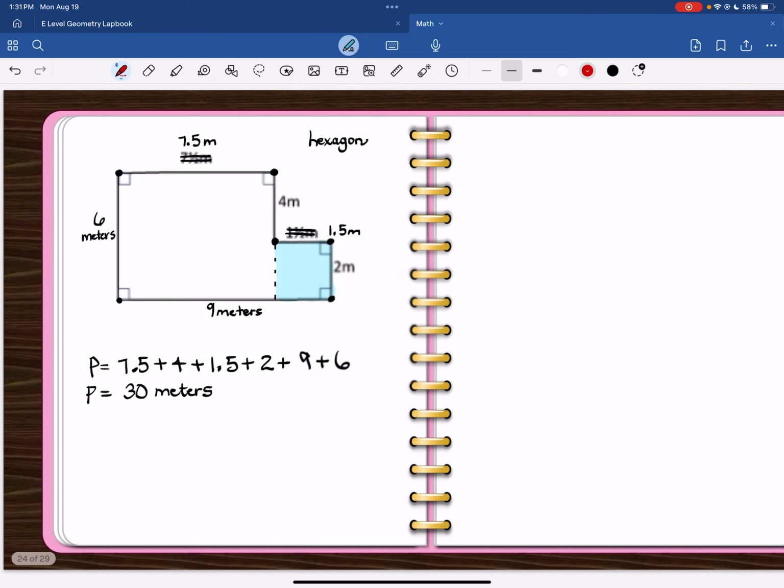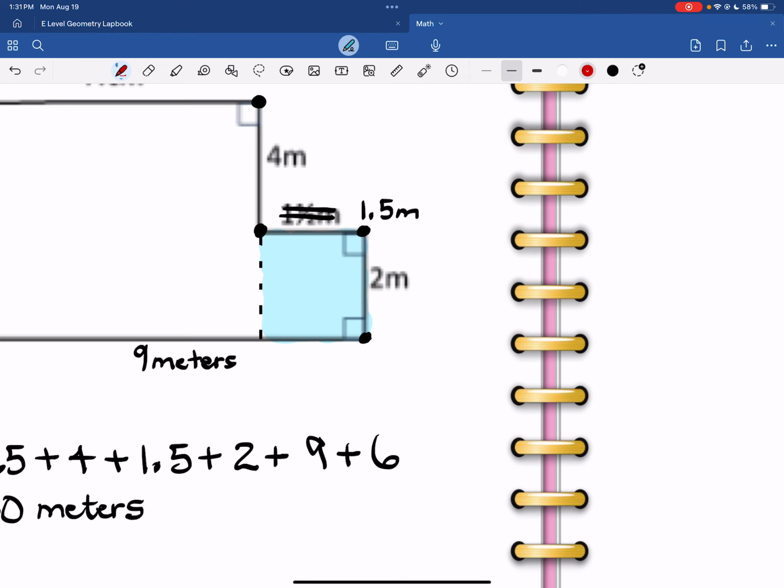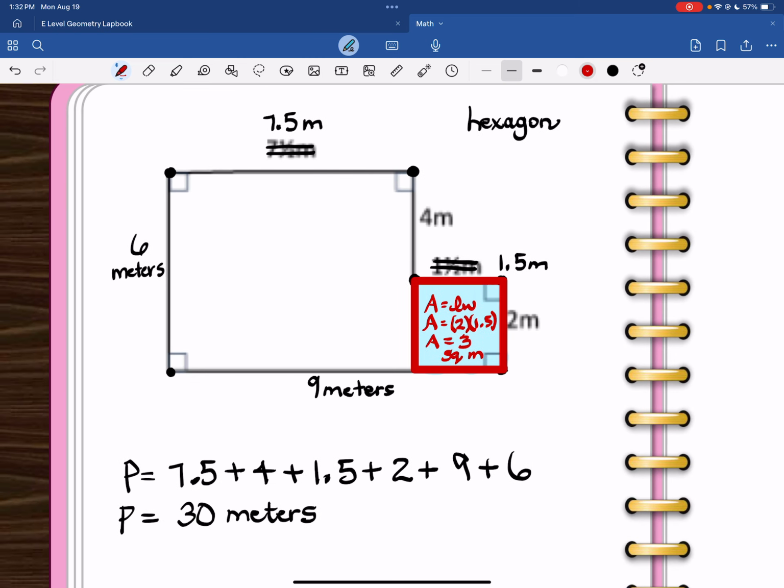And last but not least, we have the area of this one. And this was almost a square. Oops. I want it to be perfectly squared off there. That was almost a square, but not quite. So this is length times width. That is 2 times 1.5. And that's a total of 3 square meters. This could be a small swimming pool for sure.